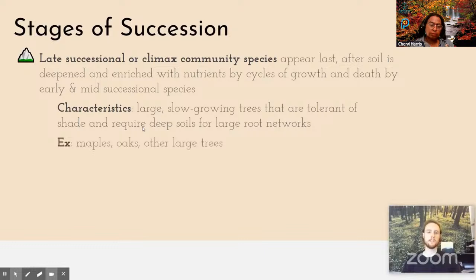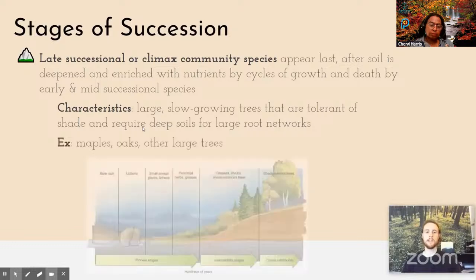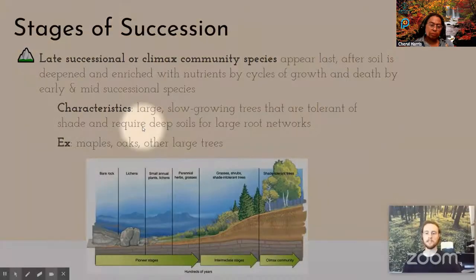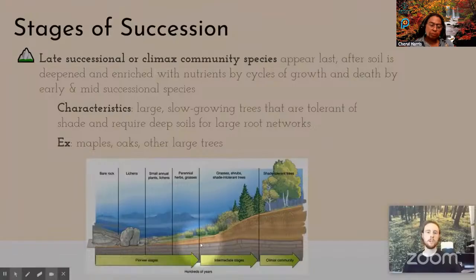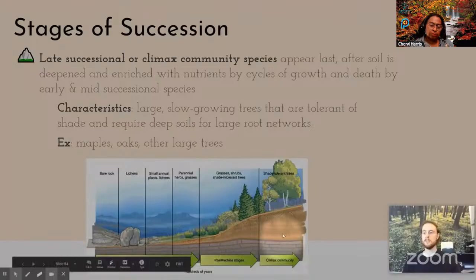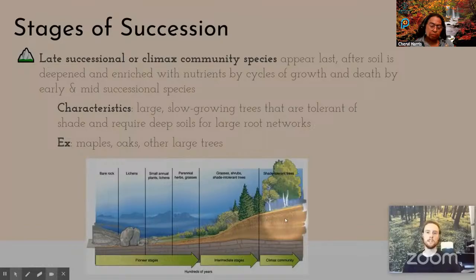And if we look at this diagram here, what I like about this is it helps us remember that we need this soil to be built up over time. So we would not have deep enough soil a couple years or even 10 or 20 years after primary succession. It takes hundreds of years to get soil deep enough to support the roots of these large, shade-tolerant and slow-growing trees. And so again, we would call this here a climax community because it's at the end of succession.